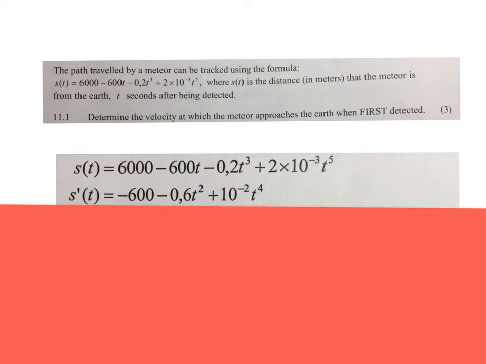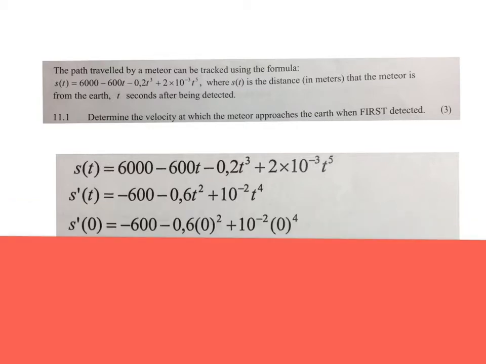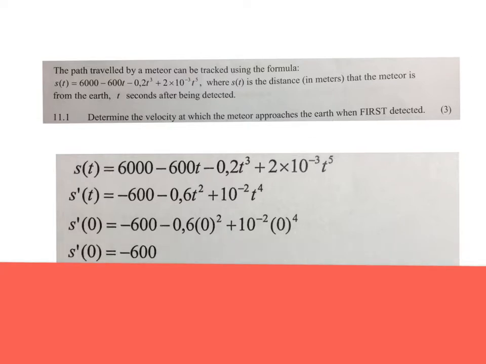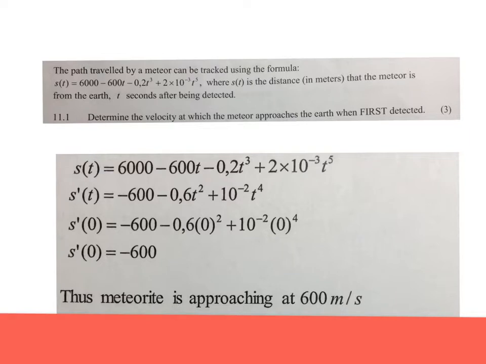So in this case, we have to work out the first derivative. Substitute the t with 0. Why? Because no time elapsed. They say first detected. Why didn't we plug it into the original formula? They didn't say anything about distance. Then we work it out. Then the answer is the meteorite is approaching at 600 meters per second.